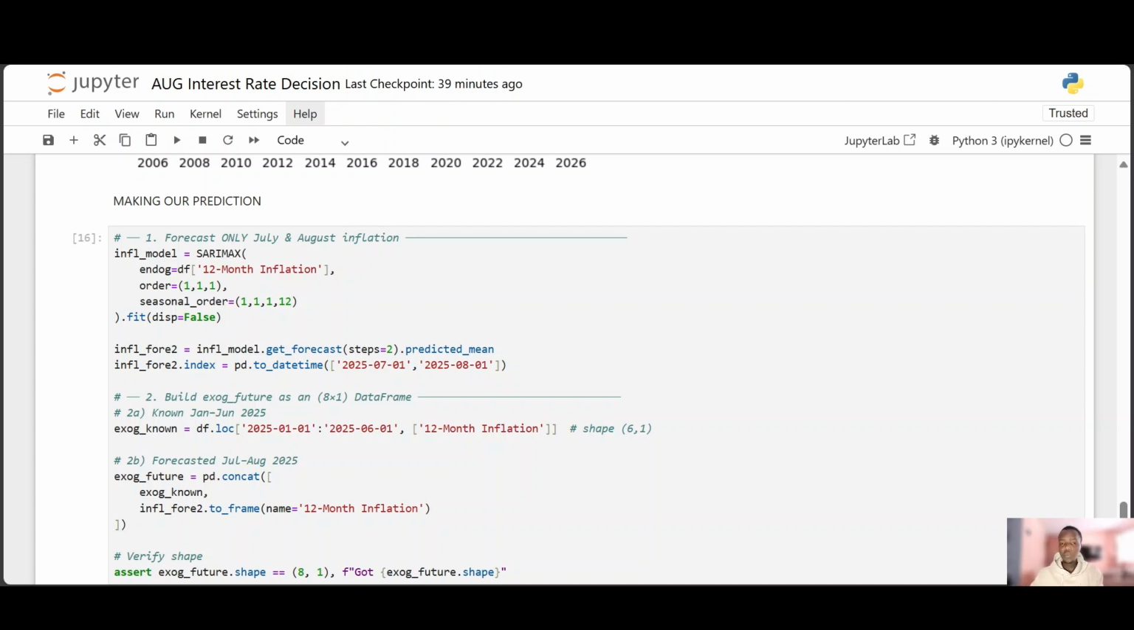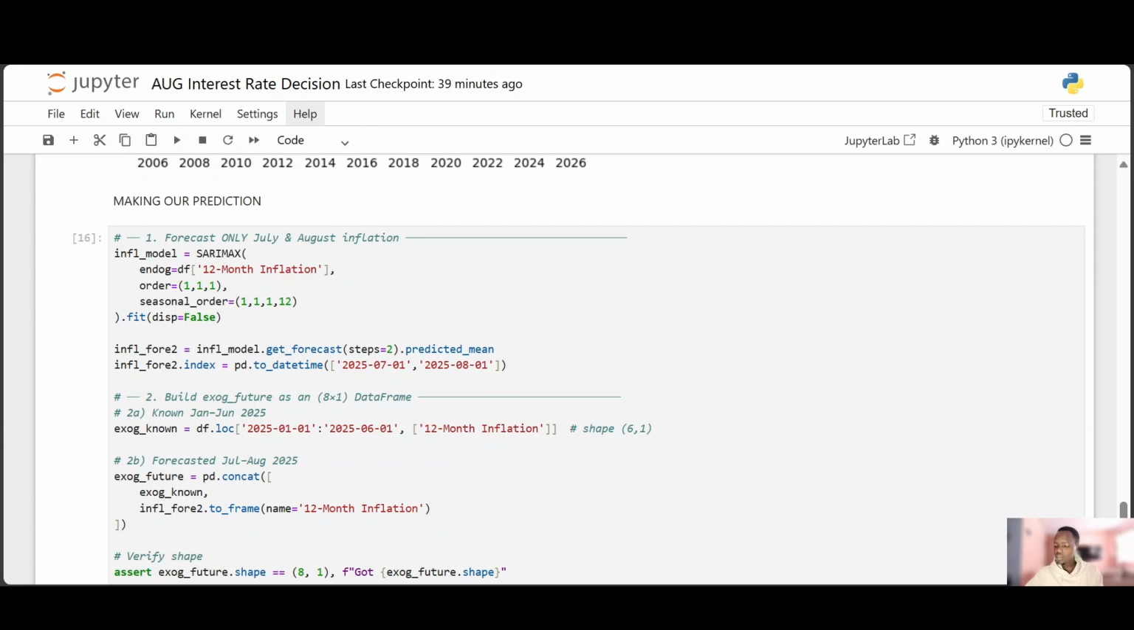Now remember, our training data went all the way to December 2024. So we are going to do an 8-step ahead forecast to be able to reach the month of August. What I mean by an 8-step ahead forecast is that it will predict the values for January 2025, February 2025, all the way to August 2025.